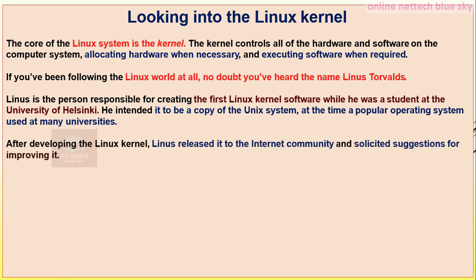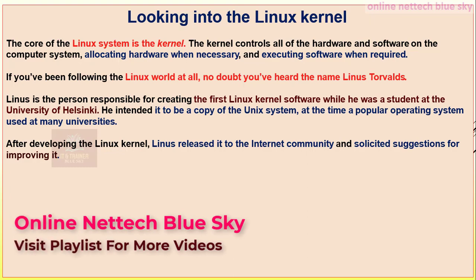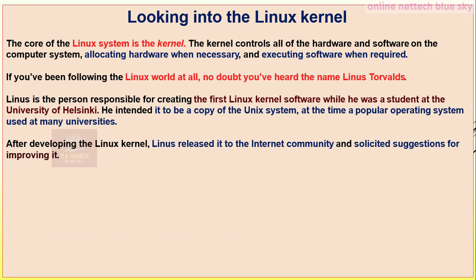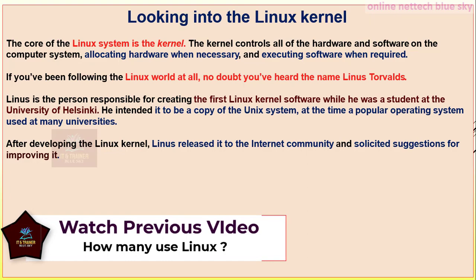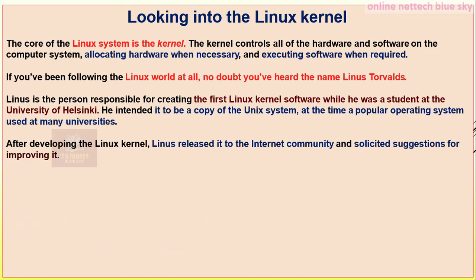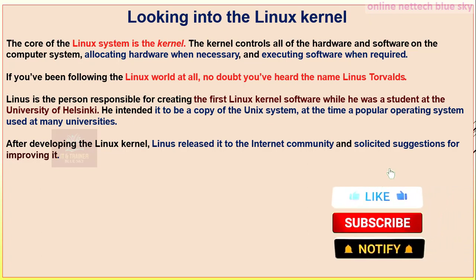After developing the Linux kernel, Linus released it to the internet community and solicited suggestions for improving it. This is very important to understand. Linus released it through the internet communication system, which was very powerful, and the second step was to solicit suggestions for improving it. Suggestions mean different types of input.